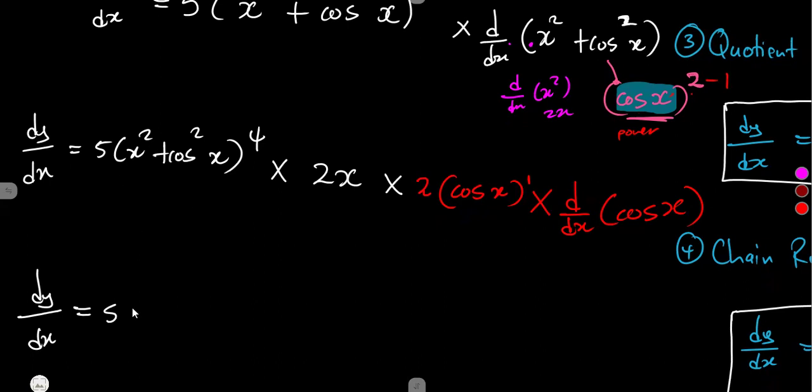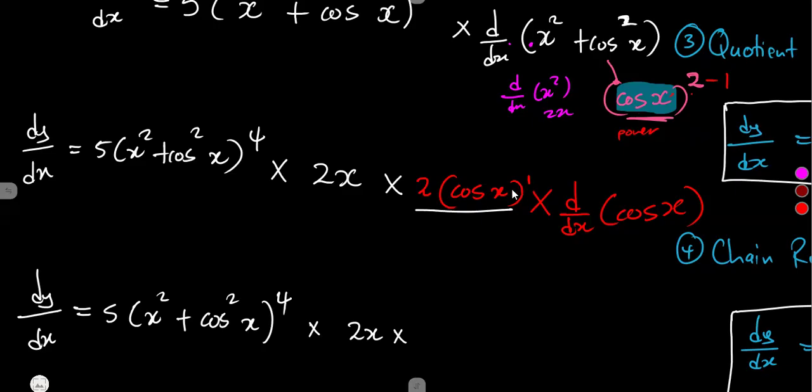We say this is 5 into x squared plus cos squared of x to the exponent of 4 times, here we obtained this 2x here. So it's going to be 2x times, this one we can just multiply, guys. Cos x to the exponent of 1 is what? It's cos x. So this one is going to be 2 cos x.